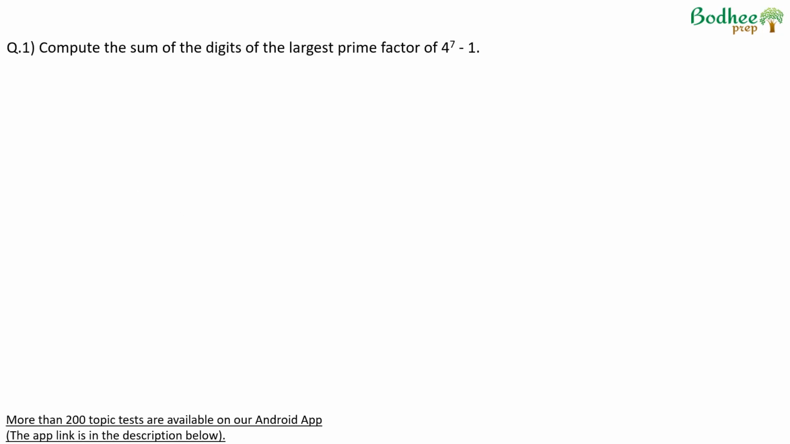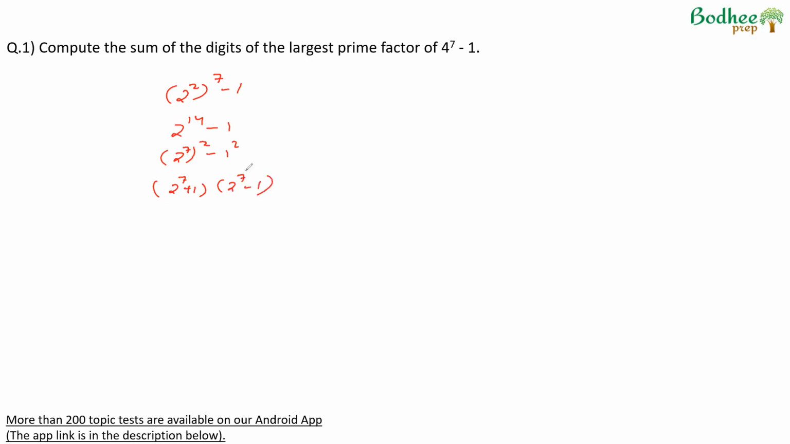If I look at the questions, the first question says compute the sum of the digits of the largest prime factor of 4 raised to power 7 minus 1. Now 4 raised to power 7 minus 1 can essentially be written as 2 square raised to power 7 minus 1. It becomes 2 raised to power 14 minus 1, or 2 raised to power 7 square minus 1. A square minus b square is a plus b into a minus b.